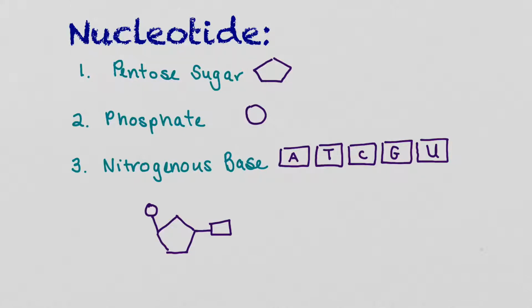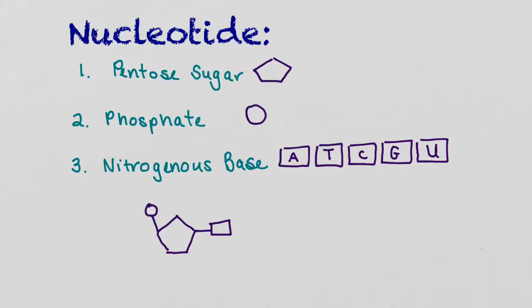So the basic subunit of nucleic acids are nucleotides, so they're the building blocks. And a nucleotide is made up of 3 parts. First of all, there's a pentose sugar or a 5-carbon sugar, which could be either ribose or deoxyribose. So RNA has ribose and DNA has deoxyribose. That's where the first letter of their word comes from.